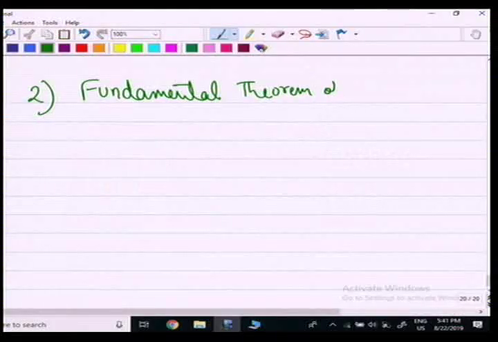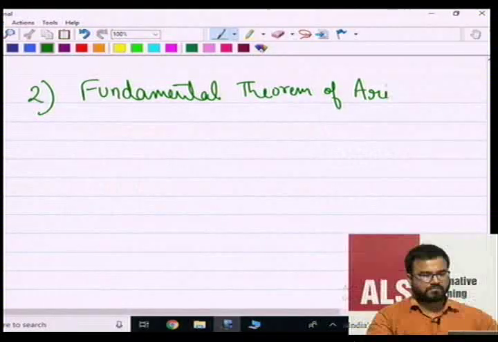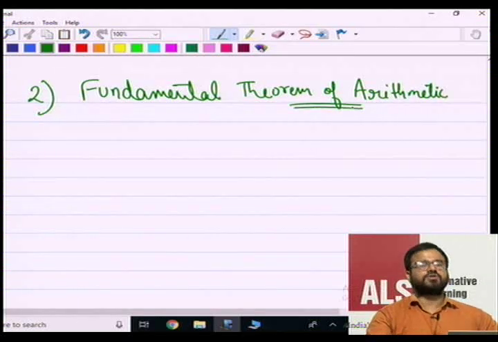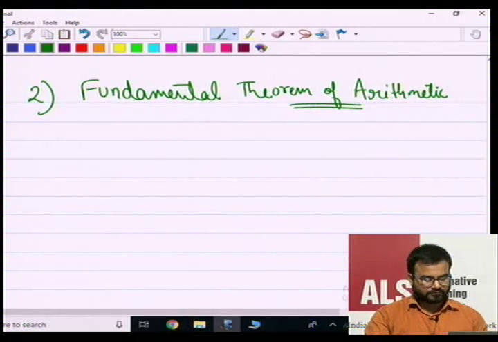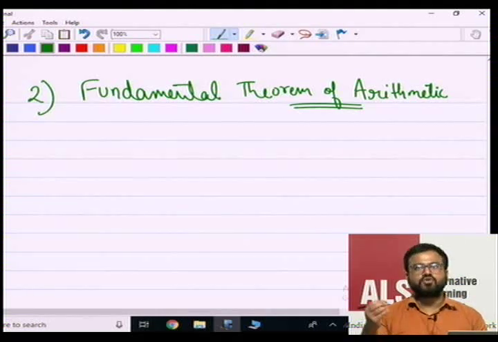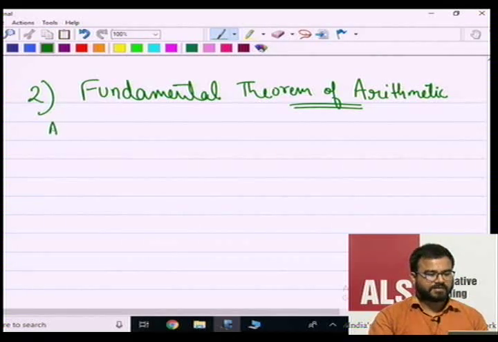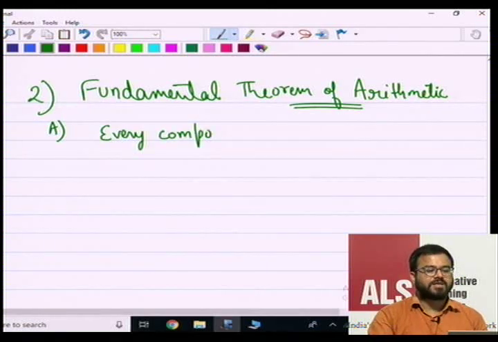Fundamental theorem of arithmetic, that is the statement. It has two parts. The first part says, note down this statement, every composite number.